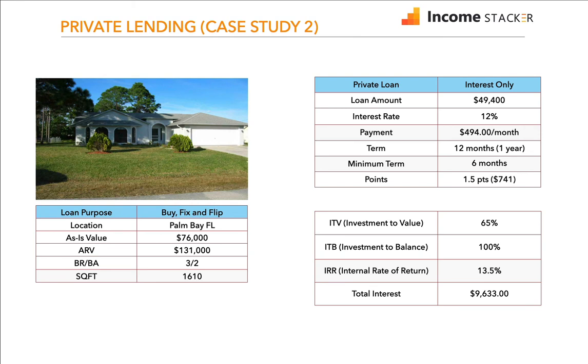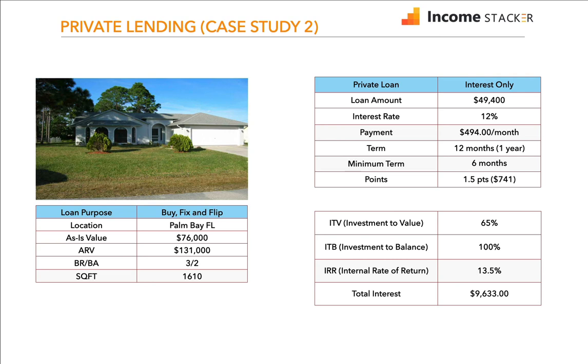Here's a property in Florida where this person wanted to buy it, fix it, and flip it. The property was valued at $76,000, and after repaired was roughly $131,000. It's a 3-bedroom, 2-bath, 1,610 square feet. They wanted a loan of $49,400. Well, that's the loan we agreed to.